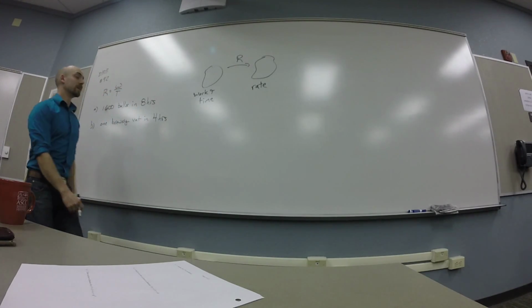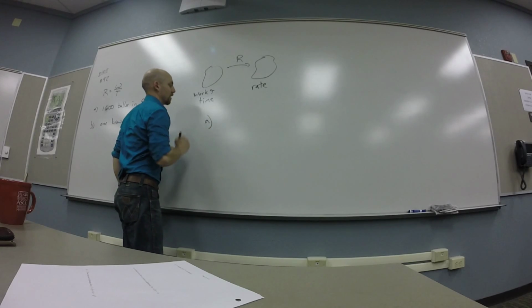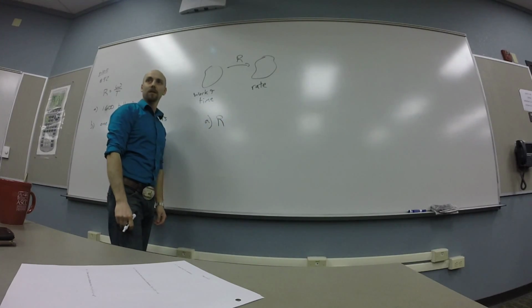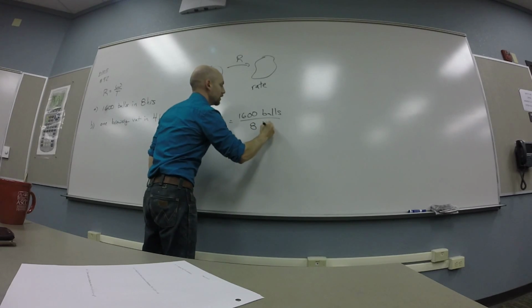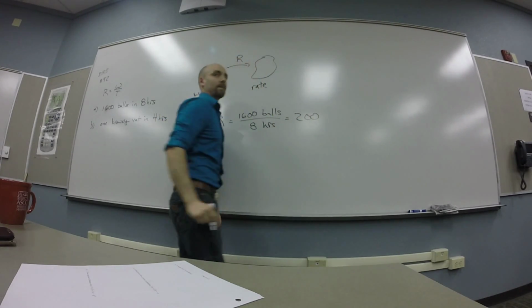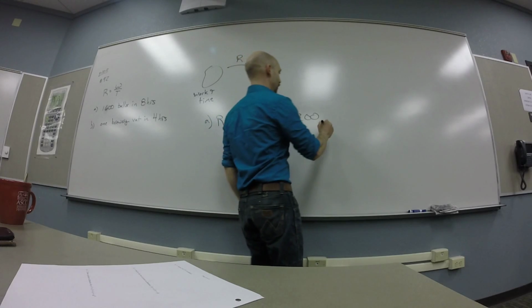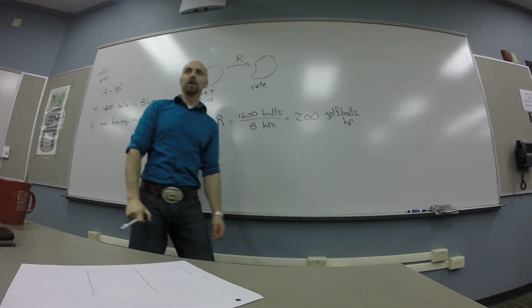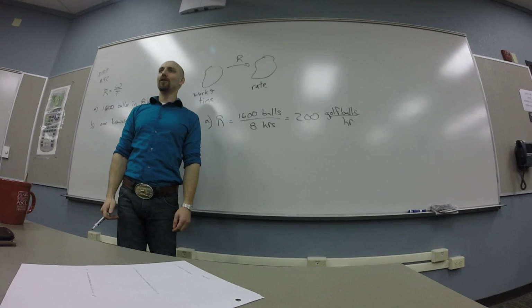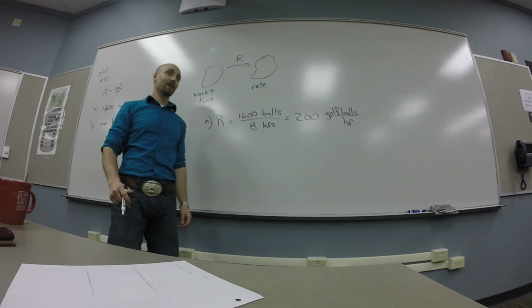And the way it does that is, when I've got my work and my time, I stick them into this formula. So for part A, I get the rate is 1,600 balls divided by 8 hours. So I get 200. What are the units on 200? Golf balls, 200 golf balls an hour. That's kind of a weird unit. Usually I measure things in distance per time. This golf balls per hour business is kind of weird, but there it is.